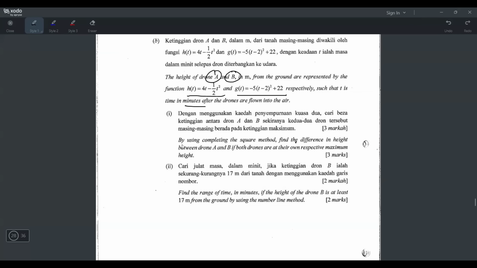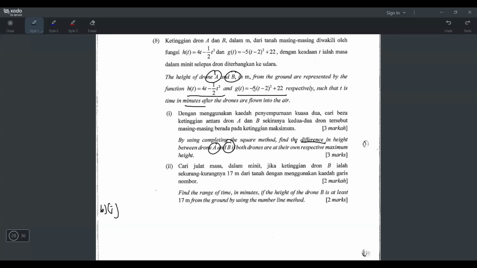And then it says, by using the completing the square method, find the difference in height between drone A and drone B if both drones are at their own respective maximum height. So I think you have to find the maximum point for this function and this function. Yeah, the maximum point, the t maximum.